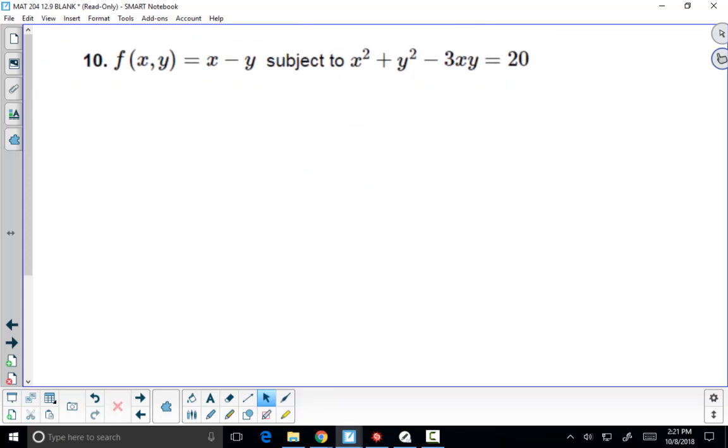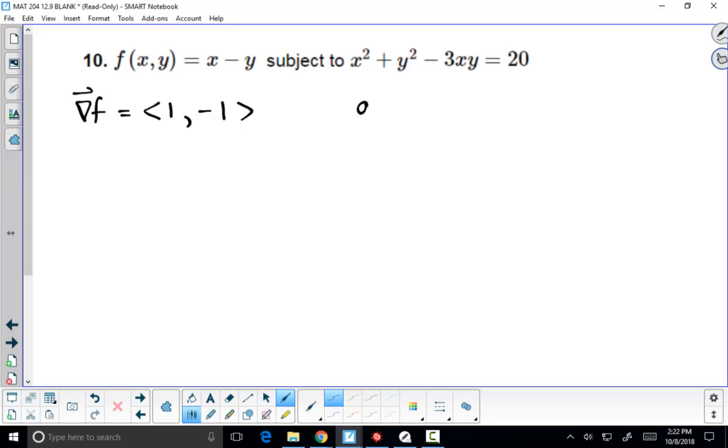All right, so here's another one. We have a surface, a function, and this constraint is a curve in the xy plane. Let's figure out the gradient of our surface. So gradient of f, del f, is going to be the vector 1 comma negative 1. Again, the gradient lives in the domain. It's down in the xy plane. It's not up on the surface.